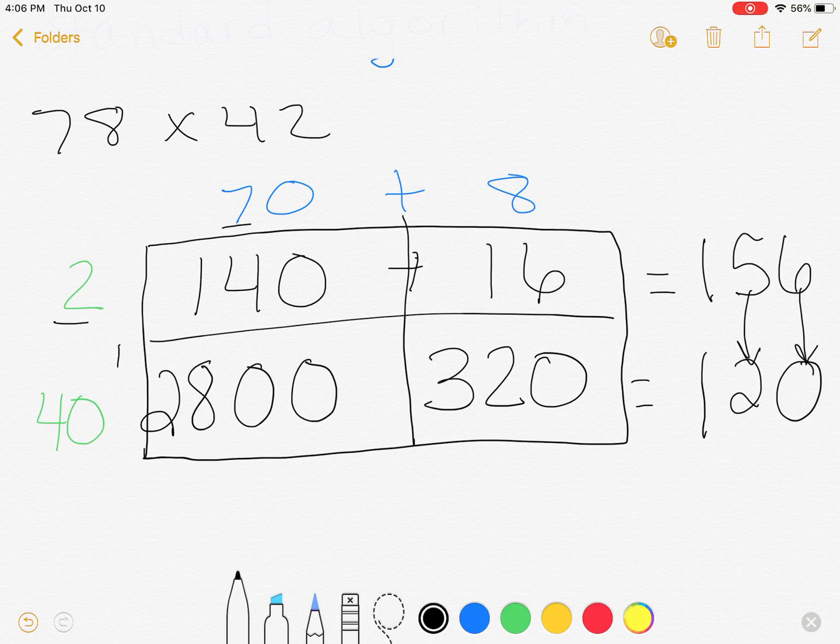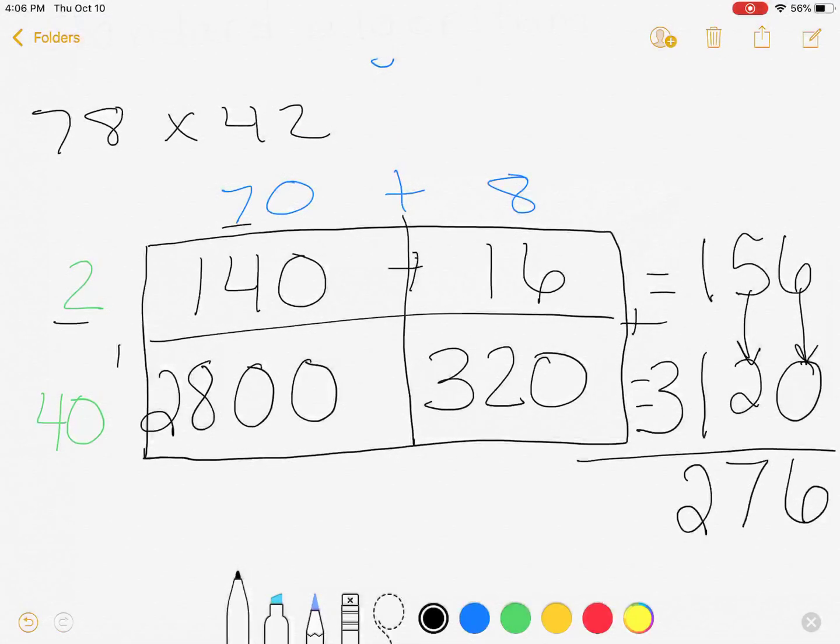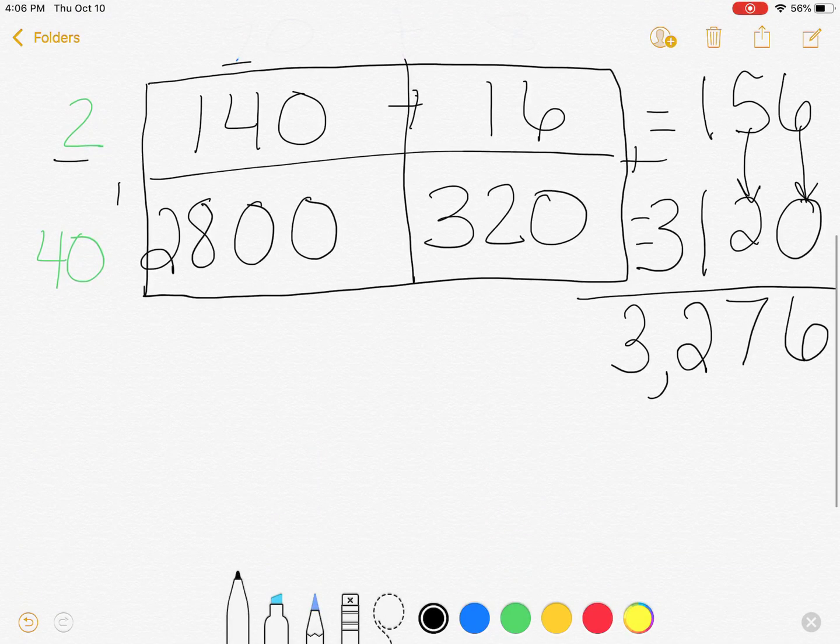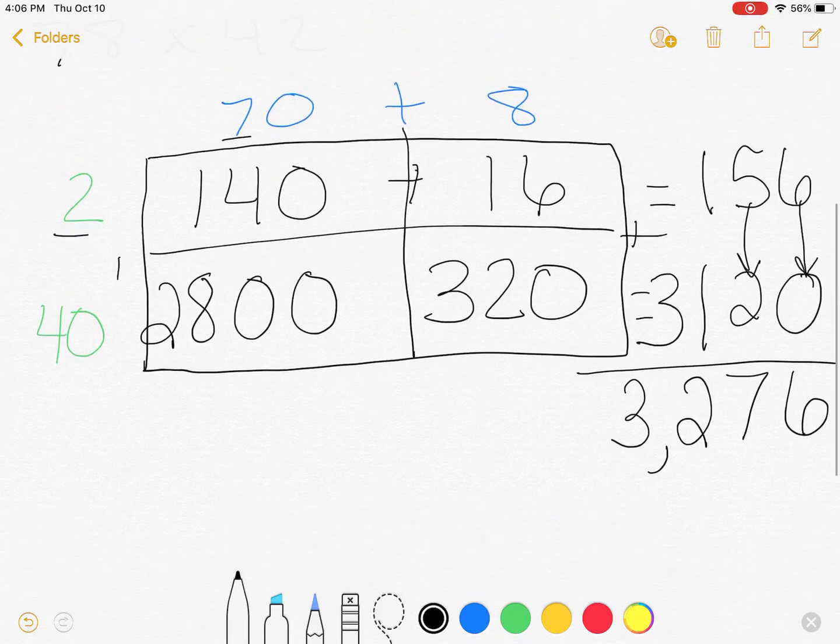So now how many thousands do I have? 3. So 3,120, and that's one partial product and another. So what do I need to do to these 2 partial products? Add them. So 6 plus 0, 6. 5 plus 2, 7. 1 plus 1, 2. And then 3. So our product is 3,276. And now we are connecting the area models, partial products, to our standard algorithm.